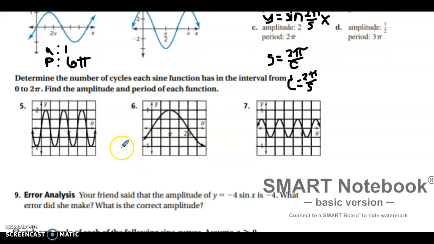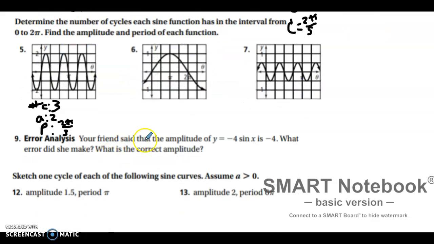Looking at number 5. Determine the number of cycles, find the amplitude and the period. So the number of cycles, and we're always looking from 0 to 2 pi. So from 0 to 2 pi is all the way over here. So there's 1, 2, 3. So the number of cycles is 3. The amplitude, it goes up to 2. And the period is you take 2 pi and divide it by the number of cycles, so it's 2 pi over 3.